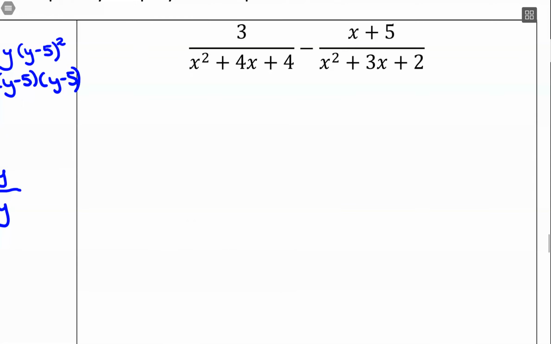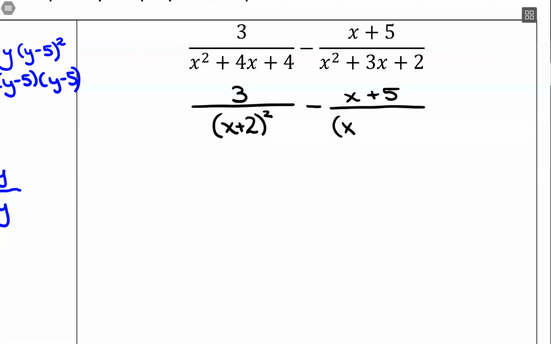All right, let's go through the same thing here, but with subtraction. So we'll have 3 over x squared plus 4x plus 4, so that's our x plus 2 squared. Again, if you want to write it expanded out as x plus 2 times x plus 2, that works great as well. Over x plus 5 over x plus 1 times x plus 2. Now, for the least common denominator, we're going to have an x plus 1, and then we're going to have an x plus 2 squared.